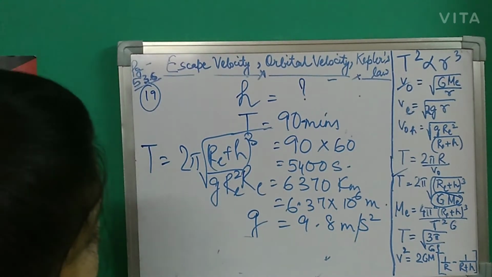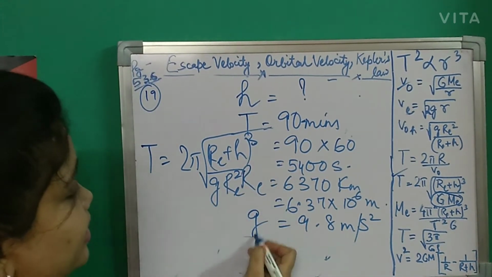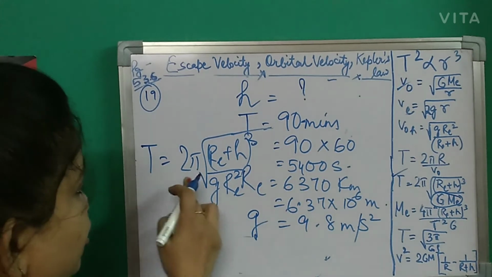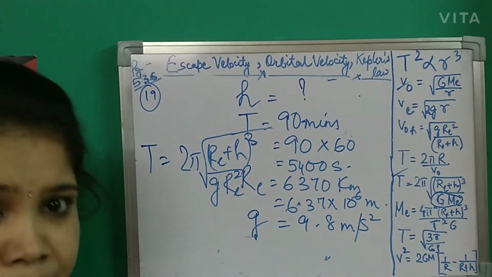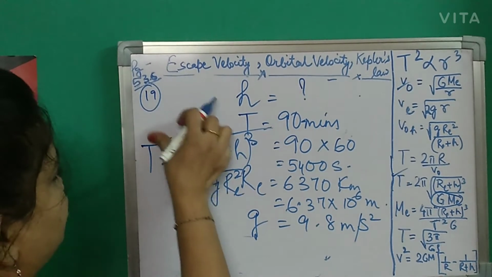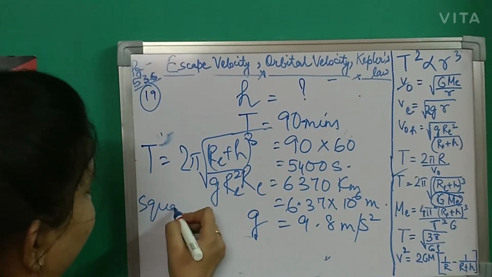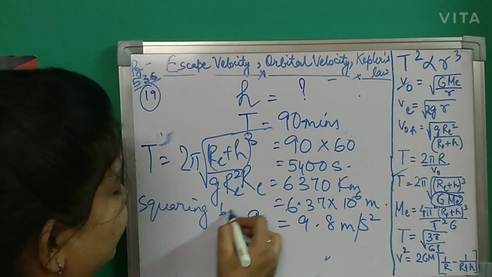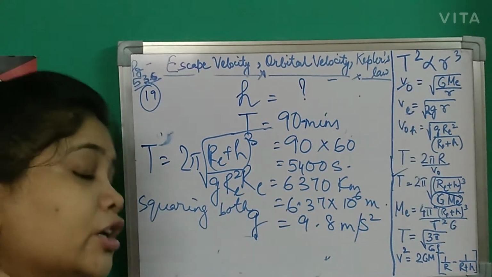Because we know RE and we know G, we can easily put them in the formula. Now, if you do it in this way, it will become very difficult for you. So, we have to find H. So, let us square both sides. I am bringing it into a simple equation. After that, you solve it.